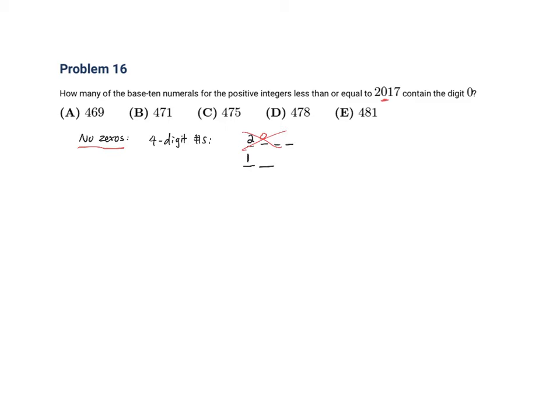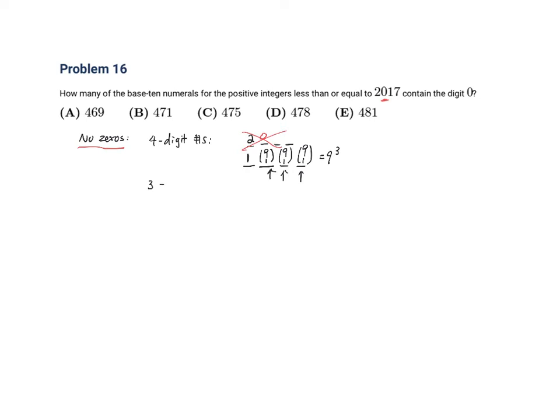Now, how many ways to pick the second, the third, and the fourth digit? It will be 9 choose 1, and then 9 choose 1, and 9 choose 1. The digits can repeat, so therefore 9 cubed.